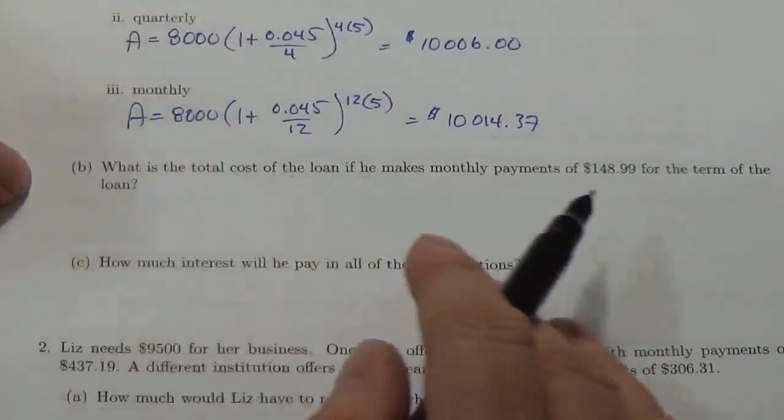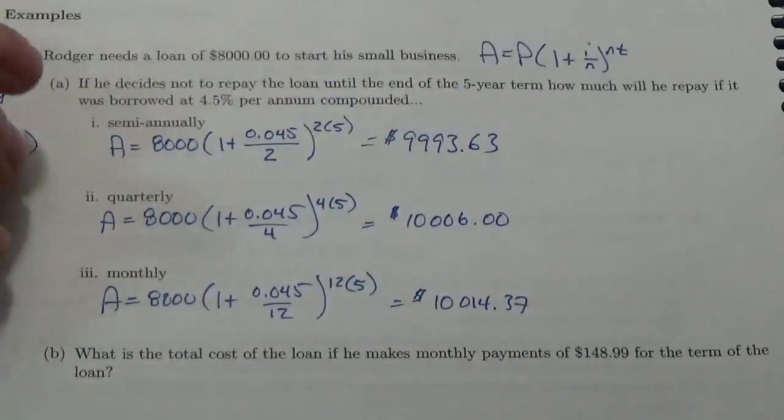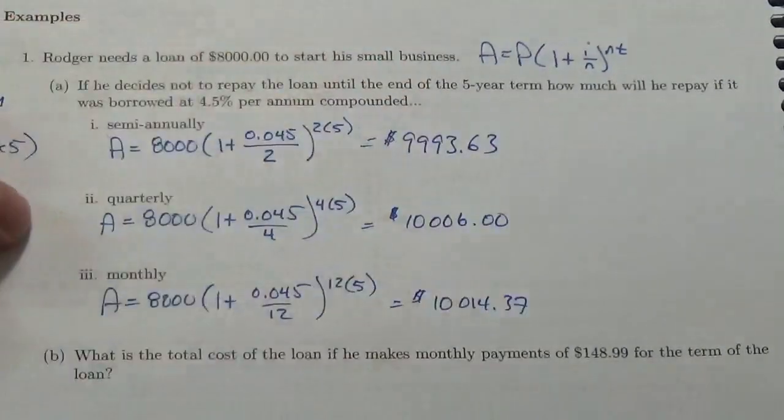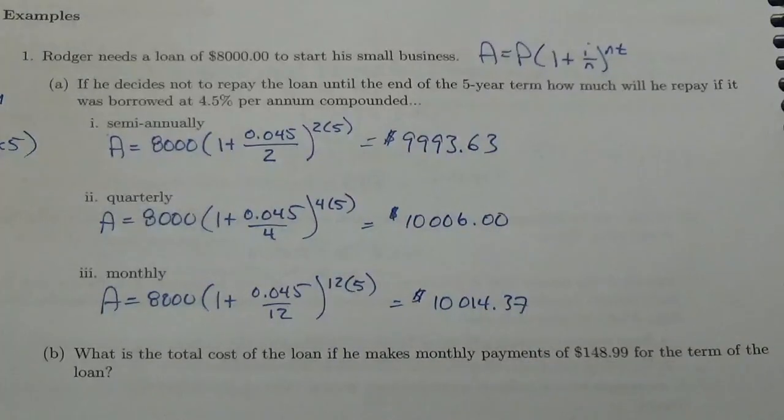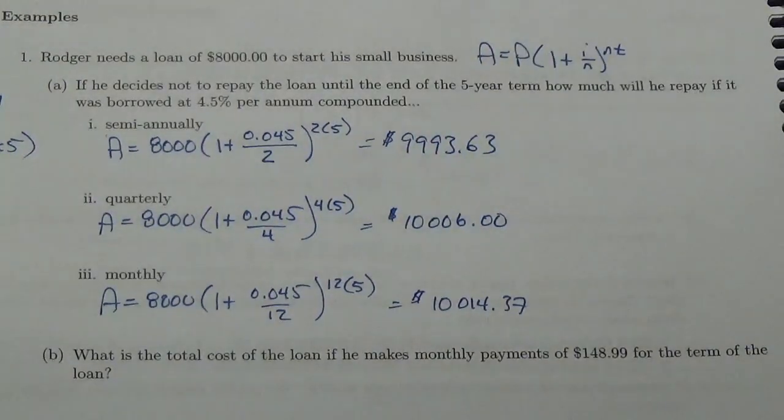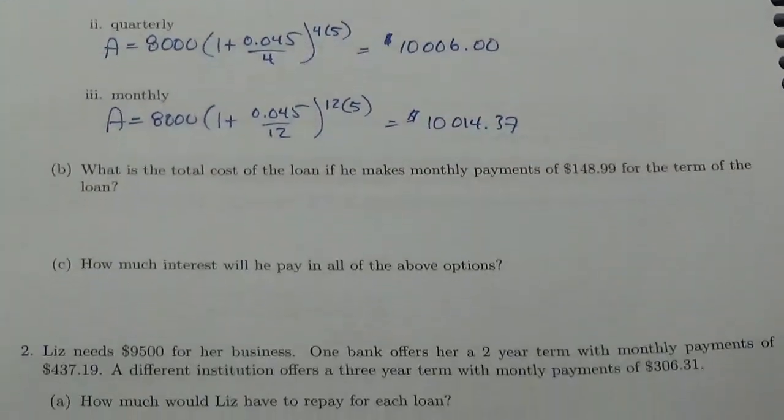When you get a question like this, when they've given you the regular payment, you don't need to worry about the compound interest equation. You would only worry about this if you wanted to know, well, what would I owe if I didn't pay it back until the end? Like, that's how we're using that equation right now.